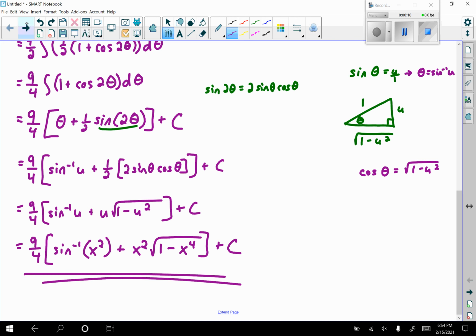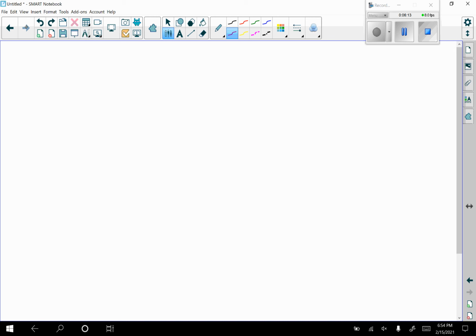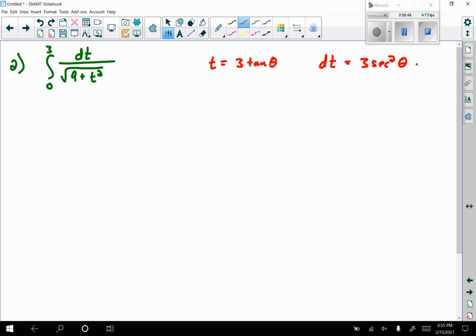Let's take a look at another one. This is a definite integral. We'll go with the definite integral from 0 to 3 of dt over the square root of 9 plus t squared. So if you take a look at our notes, we really have an a squared plus x squared, or in this case a squared plus t squared. So we want to let t equal a times tangent theta. So a is 3, and then tangent theta. And this allows us to say that dt is 3 times secant squared theta d theta.